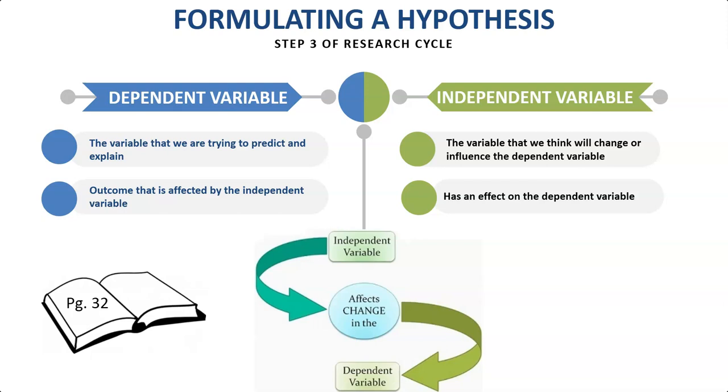Okay. On the right-hand side, let's begin with the independent variable. The independent variable is the variable that we think will change or influence the dependent variable. So all you have to simply remember is independent is going to have an effect on the dependent variable. So the dependent variable is the variable that we're trying to predict and we're trying to explain. It is the outcome that is affected by the independent variable.